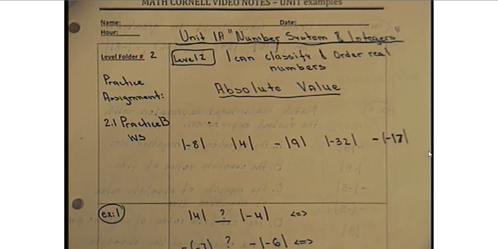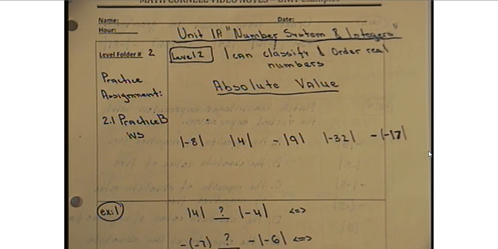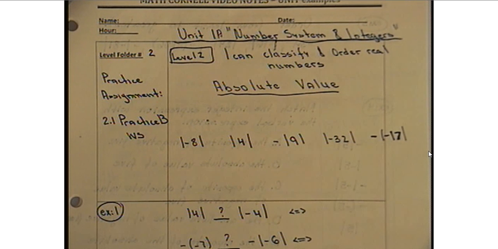So, today's video is about classifying and ordering real numbers. We're going to pretty much focus on absolute value. We'll compare absolute value and some integers and see how the absolute value sign works. And also we are going to mention the practice assignment you're going to do after your notes are completed.